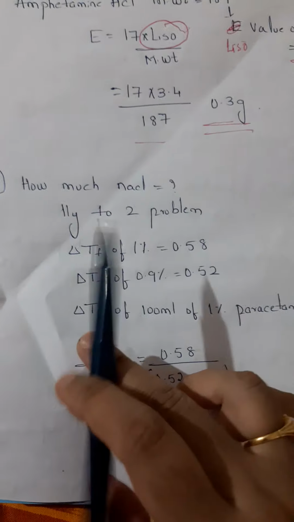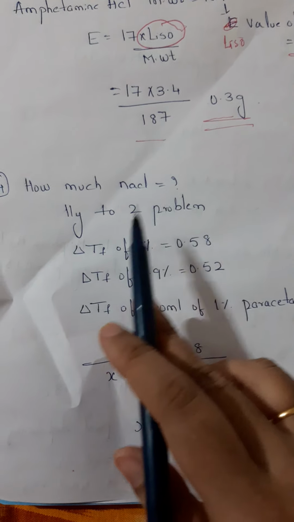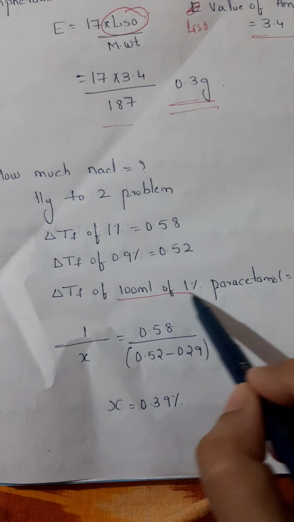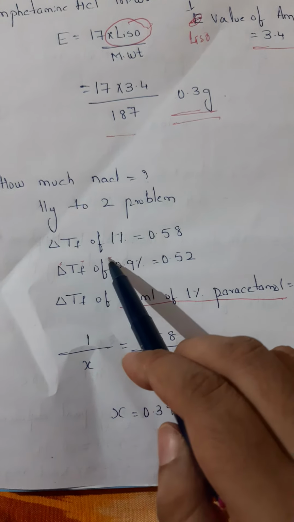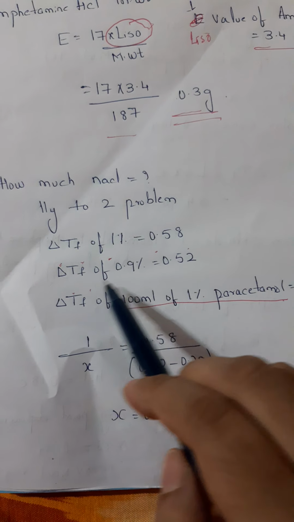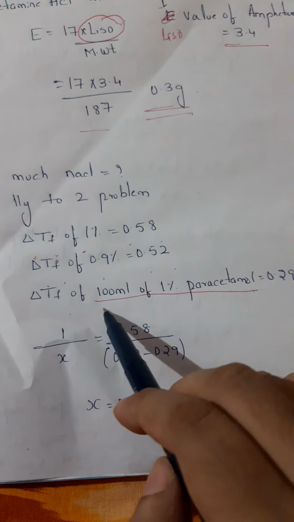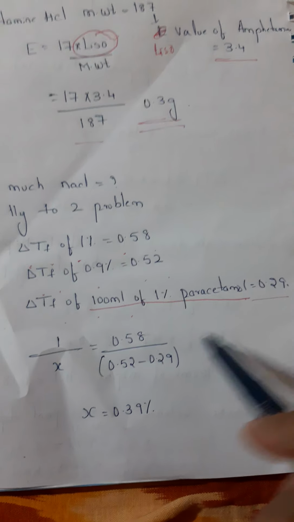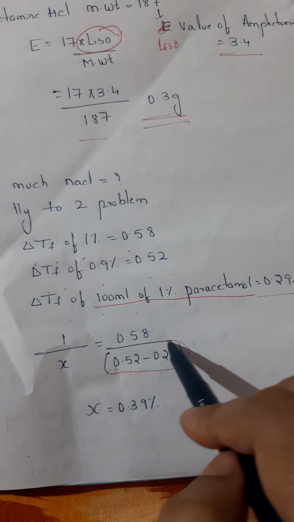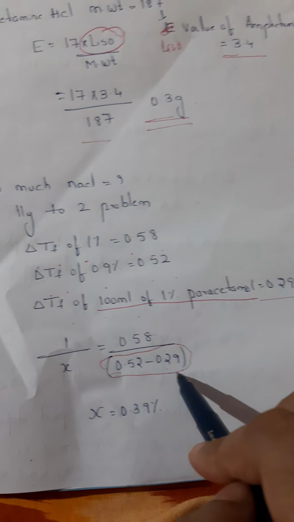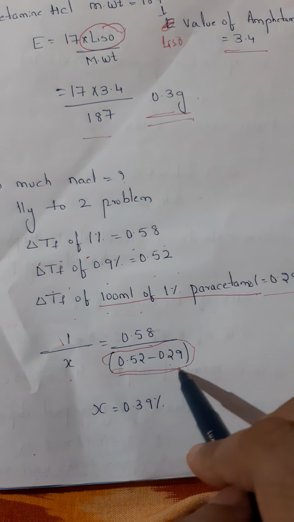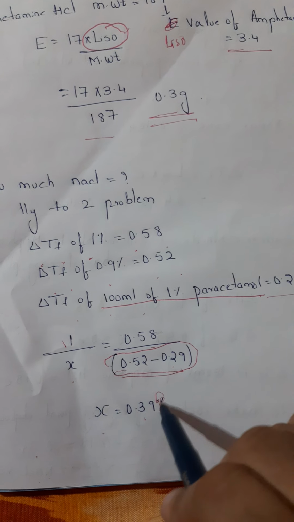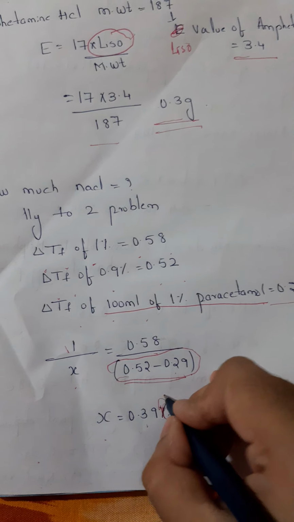Now the fourth problem is again similar to the second problem. How much sodium chloride is required for 100 ml of 1% paracetamol to make it isotonic with the body fluids? Again, ΔTf of 1% is 0.58, ΔTf of 0.9% is 0.52, and ΔTf of 100 ml is 0.29. To make it isotonic with the body fluids, 0.52 minus 0.29 is required. For 1%, 0.58, and x consisting of this value, so x is equal to 0.39. This is the percentage of sodium chloride required to make it isotonic with the body fluids.